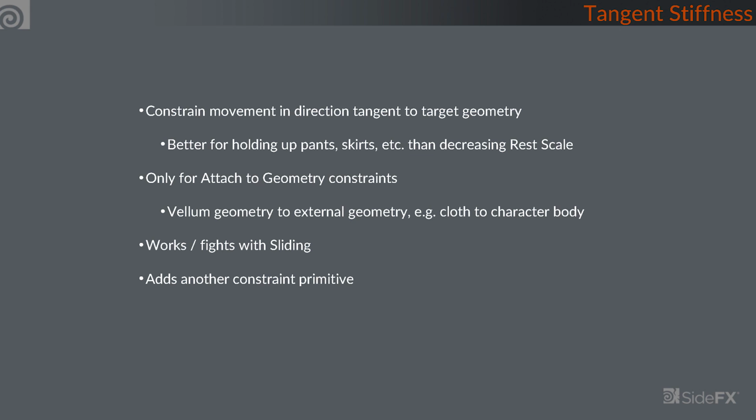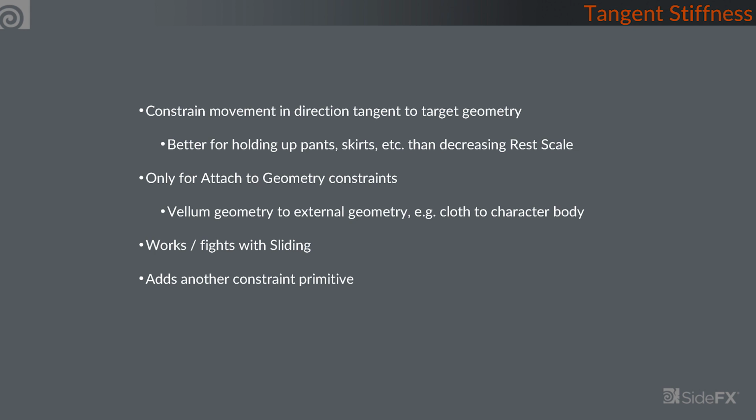The next constraint feature I wanted to talk about is tangent stiffness. So that's the idea of, once you've constrained, say, cloth to a character's waist, for example, you want to constrain any movement of that cloth in the direction tangent to that target geometry. So you don't want the cloth to slide up or down away from that original attachment location. So it just does a better job of holding cloth in place without sort of falling down or rising up. It only works on attached to geometry constraints.